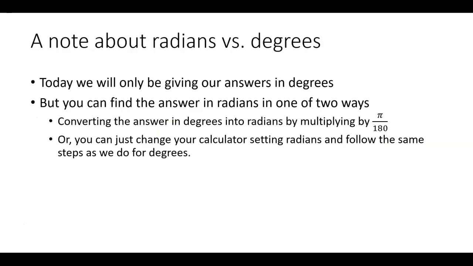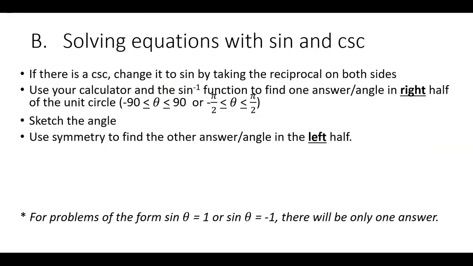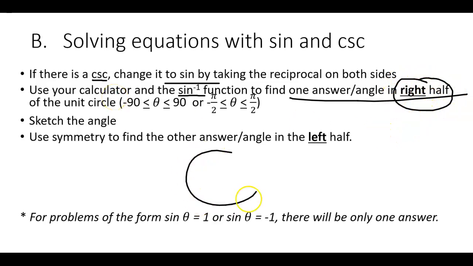So let's review our steps about solving equations with sine and cosecant. If there's a cosecant, we're going to change it to sine by taking the reciprocal. Then we're going to use our calculator and the arcsine function to find one of our answers, which will be on the right half. And then we're going to sketch the angle. So let's say it was here. And we already know one answer, and we know the other one would be somewhere over here. And we use symmetry to find the other answer in the left half.